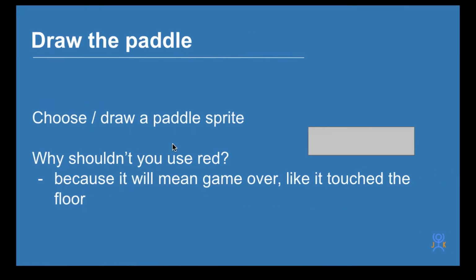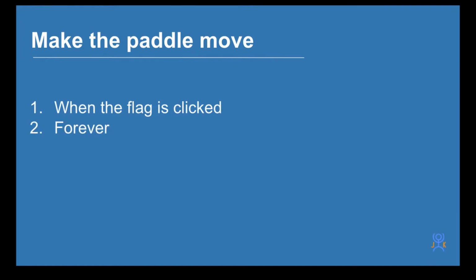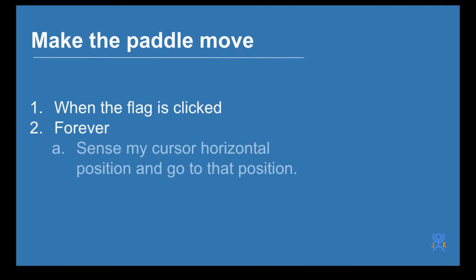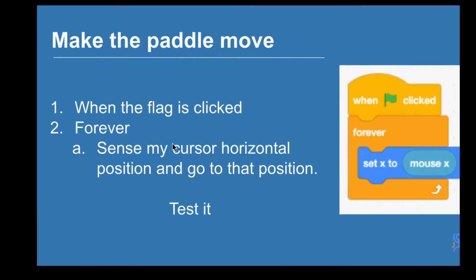And back to it. So to make the paddle move, we're just going to use, when the trigger is the start flag, then we've got the forever loop, and inside the forever loop it's going to just simply sense where my cursor is, so where my mouse is, horizontally, and then make the paddle go to that position. Okay, and obviously once it's done we test it, and that's what the code looks like. Start flag, forever, set X to the mouse X.